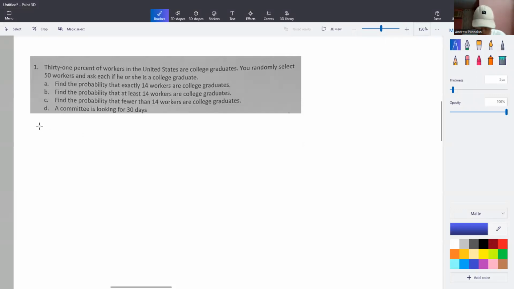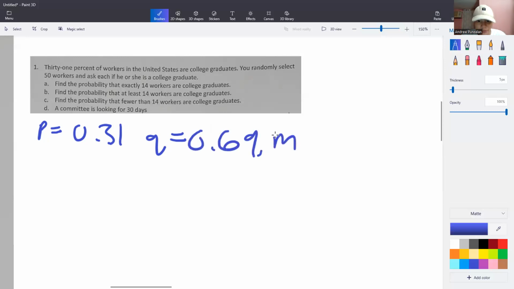So first, you have to find the P, Q, and N. So our P is 31%, which is 0.31. Q will always be the complement of P, so we subtract 0.31 from 1, which is 0.69. And our N is 50, since we randomly select 50 workers.